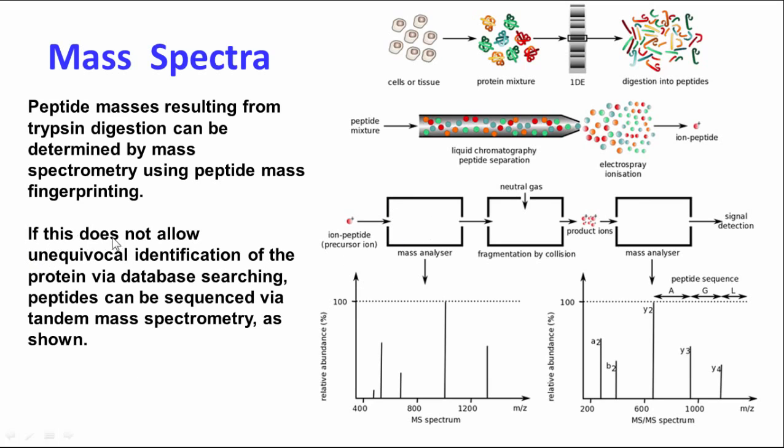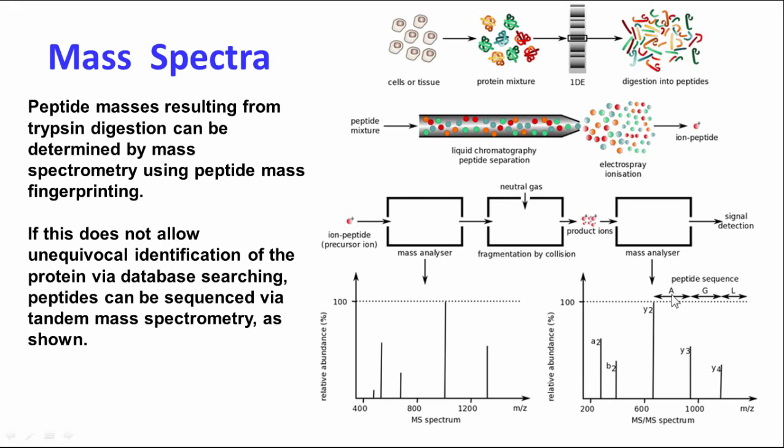But if this does not allow unequivocal identification of the protein via database searching, peptides can be sequenced via tandem mass spectrometry as shown. These peptides then get fragmented again in a mass spec, and then those products, those small ions, get sent on into another mass analyzer, and then we can get the sequences.